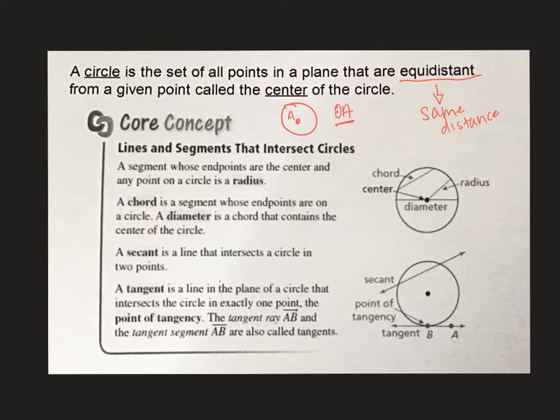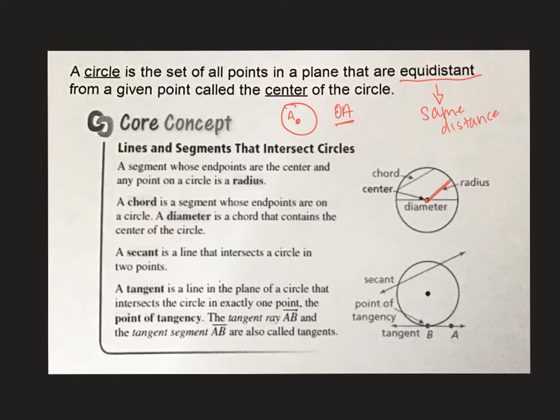So some definitions. A segment whose endpoints are the center and any point on the circle is a radius. So we've got our center here. This is going to be a radius. And then we have a chord. A chord is a segment whose endpoints are on a circle.